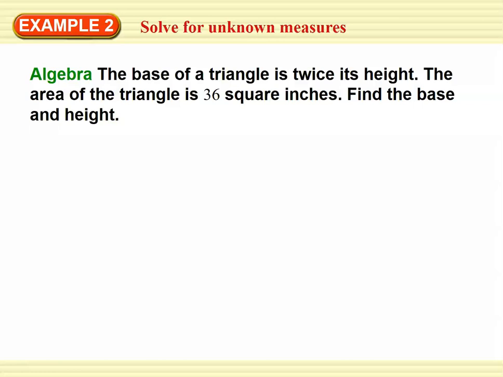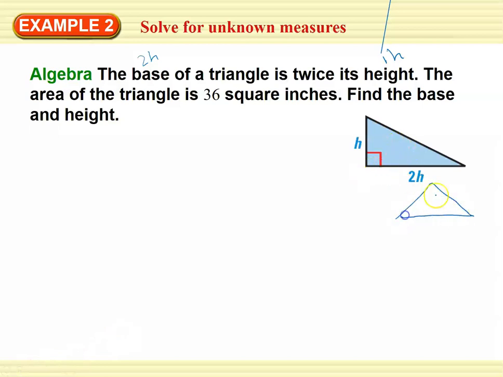So if the base is twice as big as the height, I'm going to call the height h, and then the base is twice as big as that, so that's going to be 2h. So when I draw my picture, I get 2h and h. If you drew a triangle like this, your height is h, your base is 2h, it still works out.